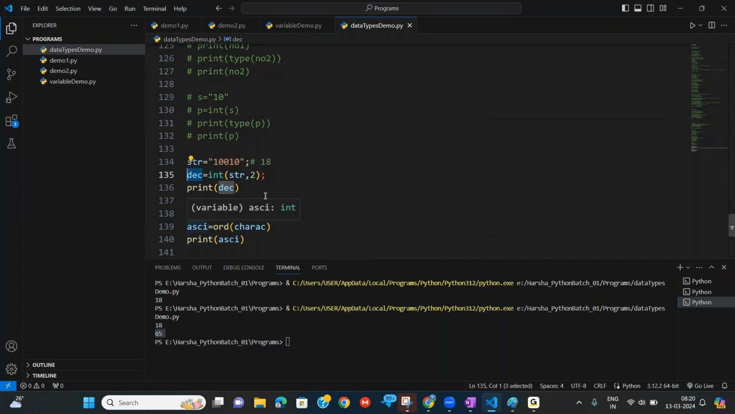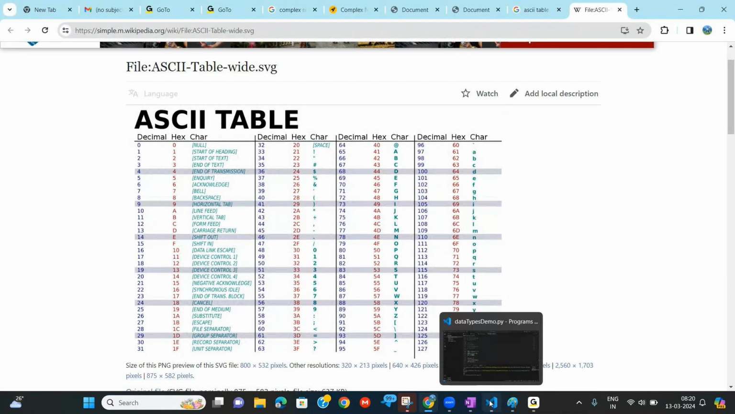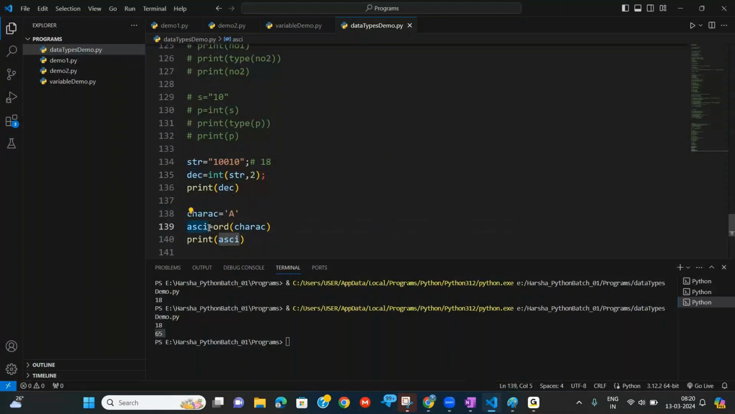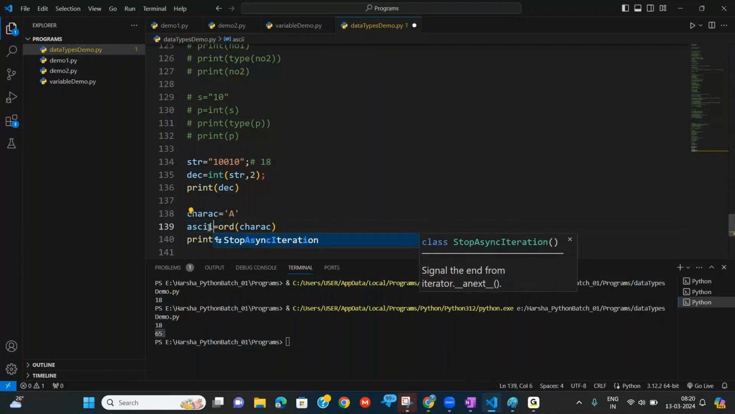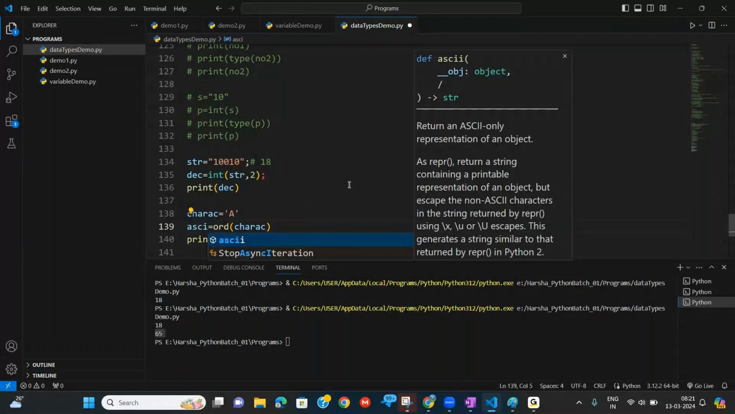What is this character? Character means character, and this ASCII means ASCII code. This is called the ASCII table. But I am not using double I, because if I put that, the character is also a keyword, so we cannot use that. So that's why I'm writing it in this way.